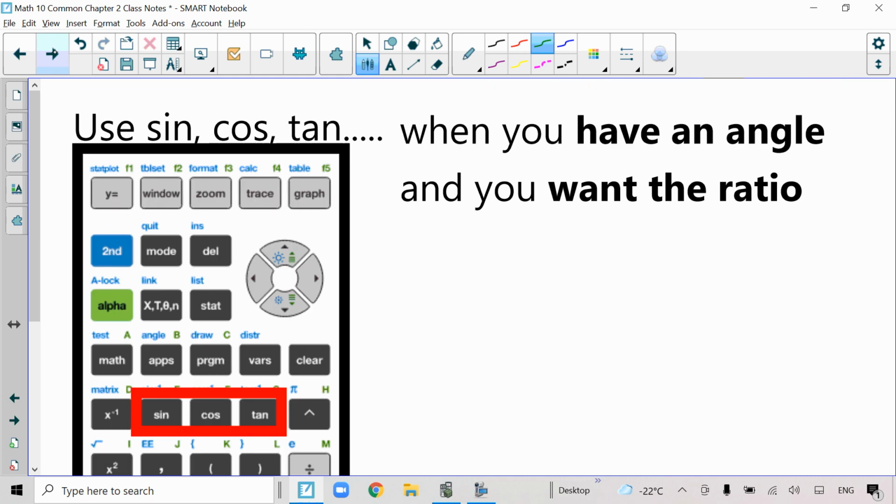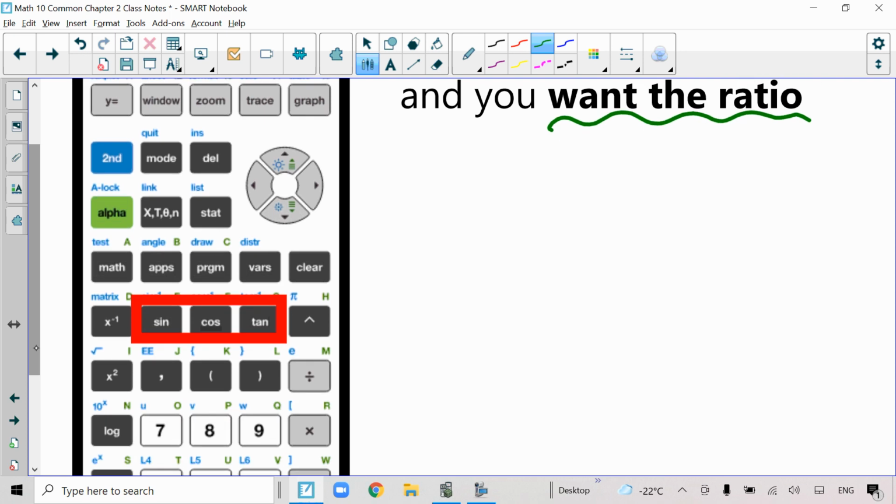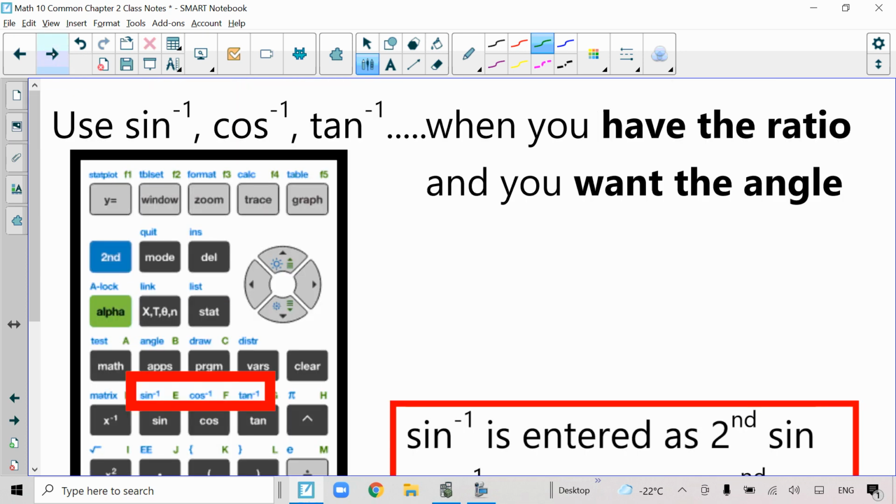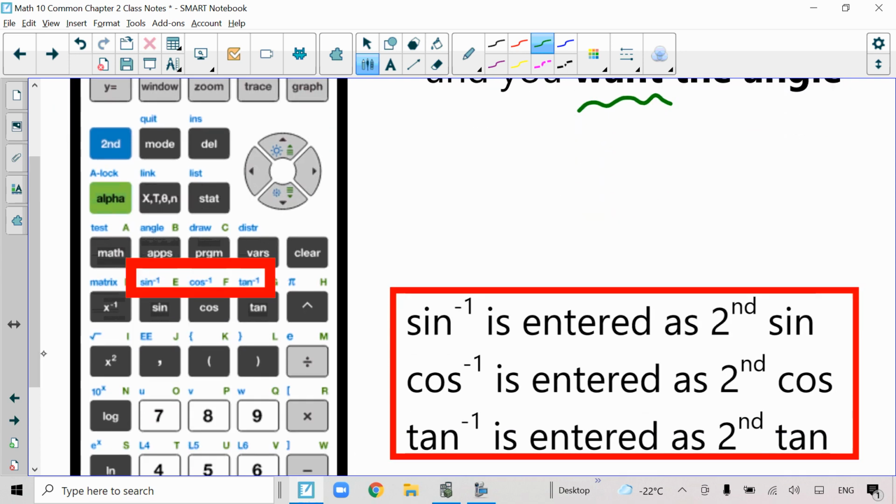So let's put that all together. We use sine, cosine, and tangent when we have an angle and we want the ratio. So what you need to focus on is, what do you want? If you want the ratio because you have the angle, you're going to use the buttons we already used before: sine, cosine, and tangent. But if you want to go backwards, and you have the ratio and you want the angle, you're going to use sine inverse, cos inverse, tan inverse.